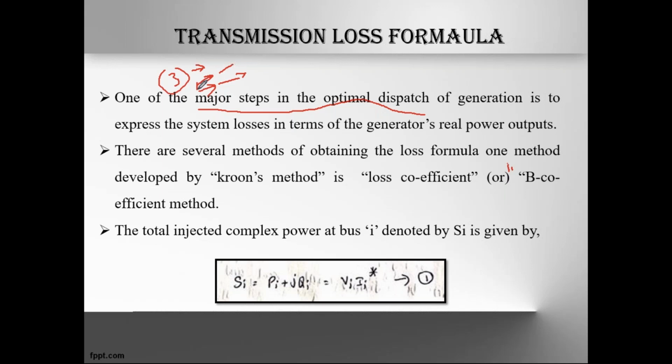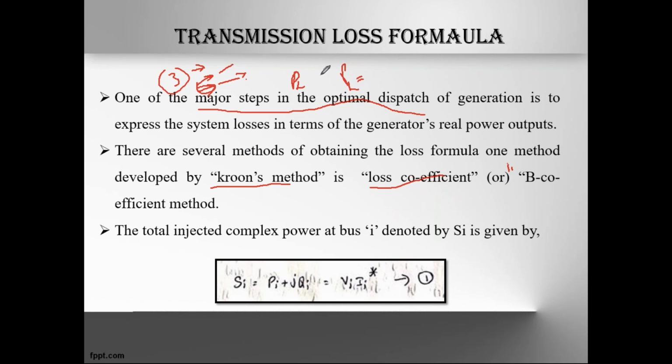So this is the main step we use in the scheduling process, that is, the third method. In that, we have to know the power loss equation, and this equation can be obtained by different methodologies. But in this subject, we discuss the power loss equation using Kron's method, which is also called the loss coefficient or B coefficient method. By using this method, we derive the power loss equation. From it, we find how much loss will be happening based on this scheduling process.